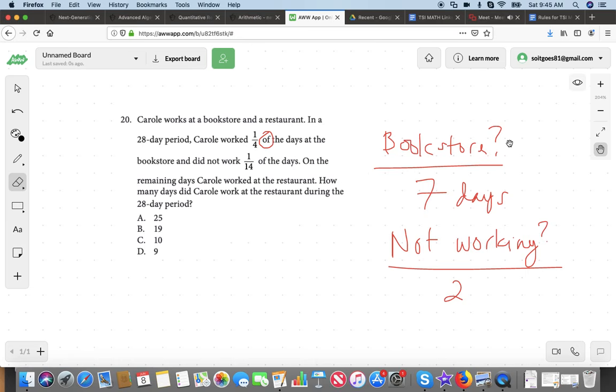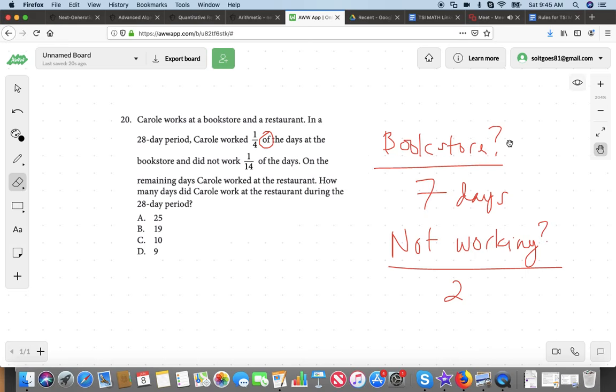Right? And we've determined, okay, she's working 7 days at the bookstore. She's not working 2 of these days out of the 28-day period. Keep reading, please. On the remaining days, Carol worked at the restaurant.